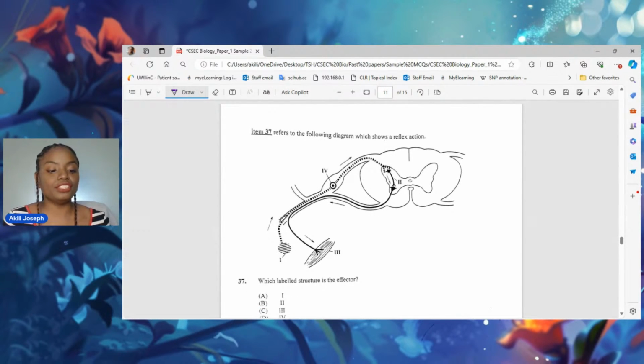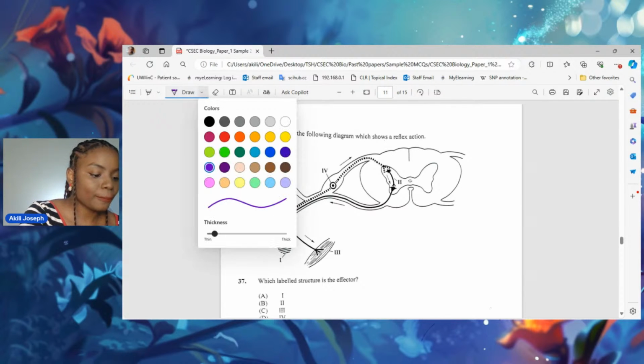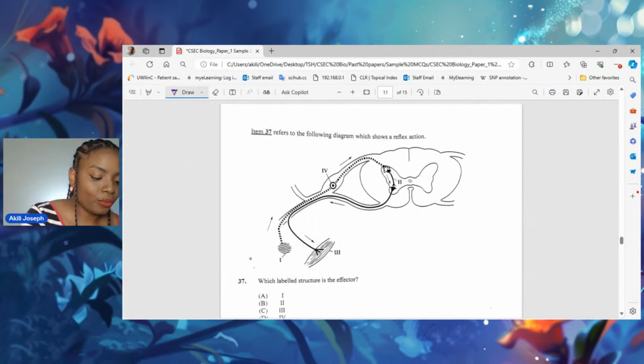Item 37 refers to the following diagram, which shows a reflex action. Which labeled structure is the effector? So we want to know, what do all the parts do? One is going to be your receptor, right? One is going to be your receptor that would detect changes in the environment, right? And so detect the stimulus.